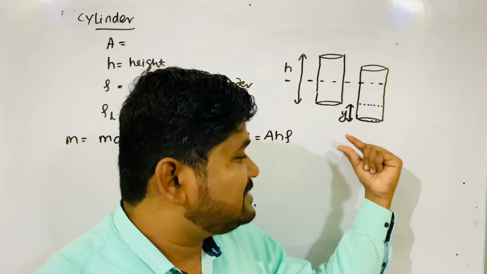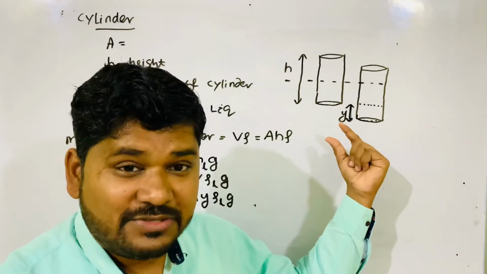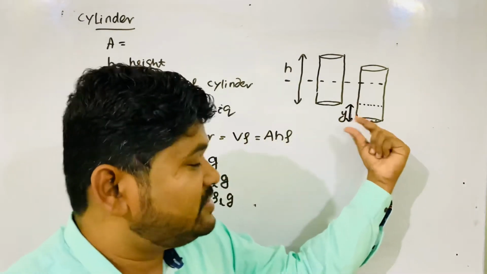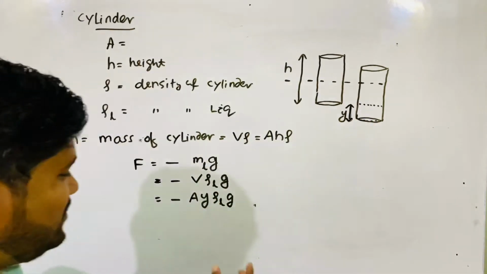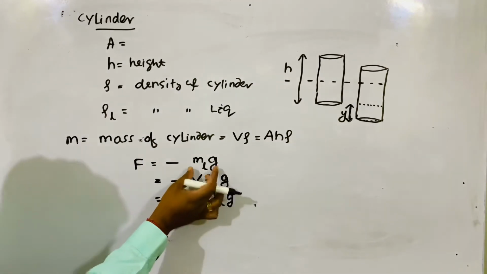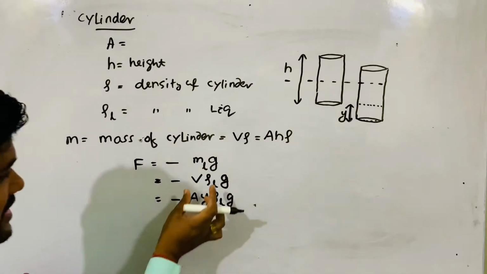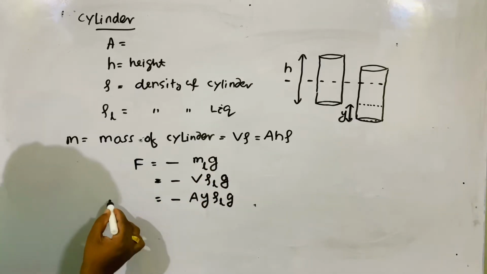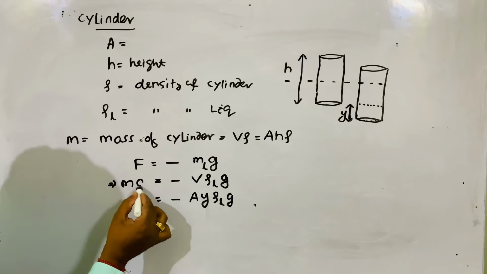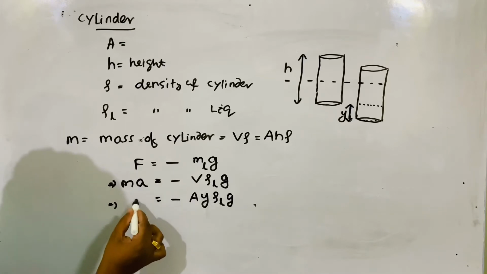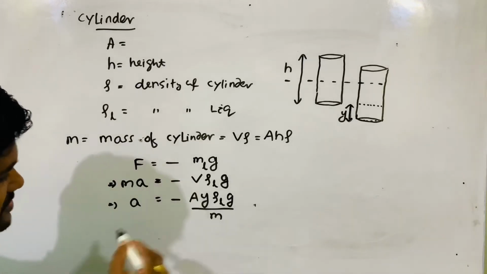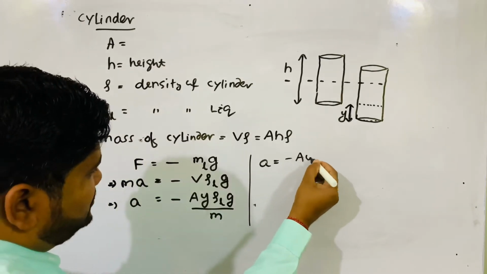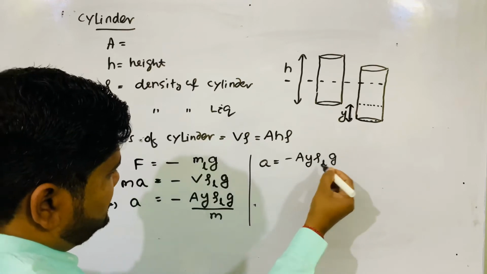Due to this Y displacement, the extra thrust is how much? Due to that Y, how much thrust have I calculated now? It is the weight of the extra displaced liquid. Mass is volume into density, so this much. But force is mass into acceleration, so acceleration is equal to this much by mass. Do not forget to put the mass. So the mass is, you see, rho L g by mass.